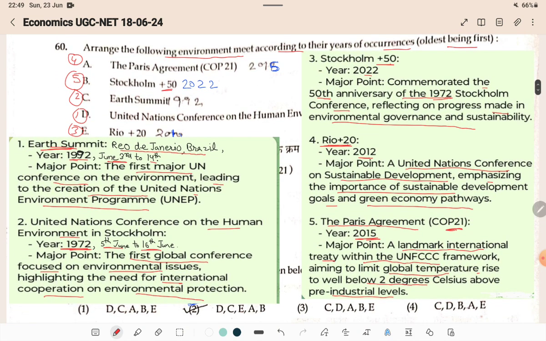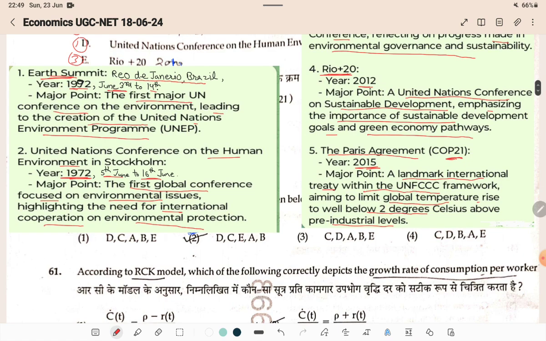So option will be D, C, E, A, B. Second will be the right answer here.